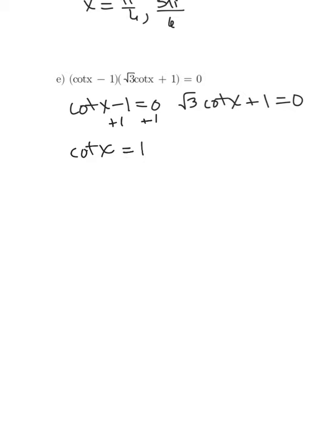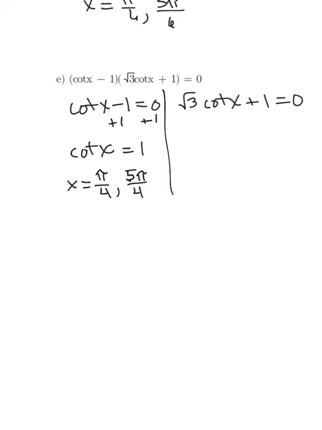Where is cotangent positive? That's in quadrant 1 and quadrant 3. Where does cotangent equal 1? At the pi over 4 angles. So the solution for our first equation will be x equals pi over 4 and x equals 5 pi over 4. So we have solved the first of those.